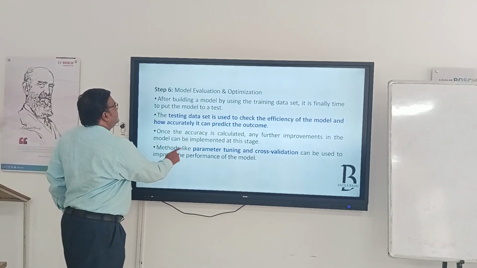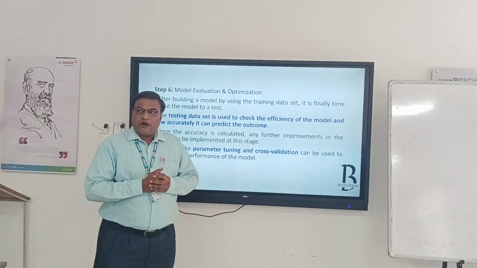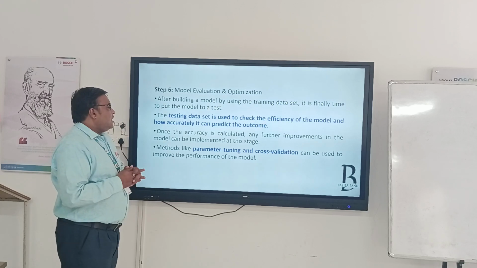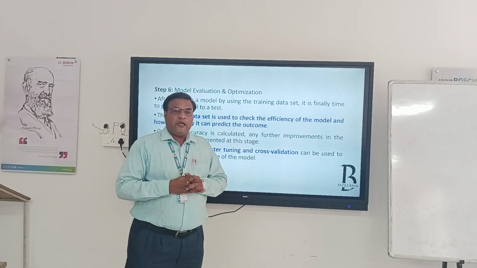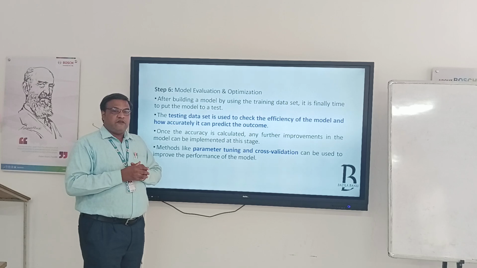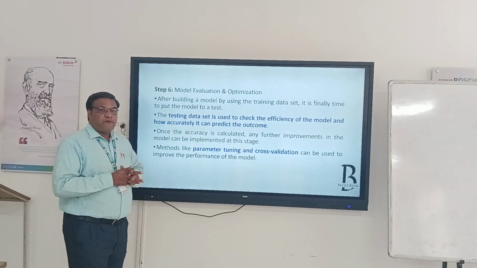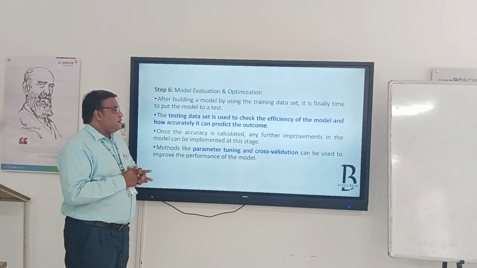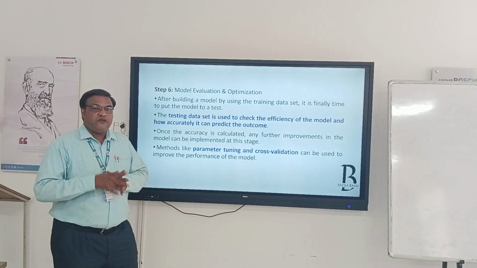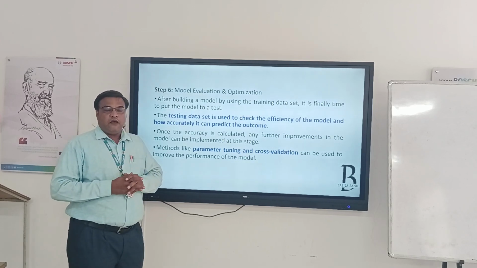Next comes step 6, model evaluation and optimization. After developing the particular ML model, we will get some results, but we have to check what efficiency we are getting from the model. If it crosses the expected level, we are satisfied and we can stop. Otherwise, we have to do fine tuning. The accuracy of the model has to be increased by fine tuning the model. Examples given are parameter tuning and cross validation. We are going to see these in later units. They are used for further fine tuning to improve the accuracy of the models.